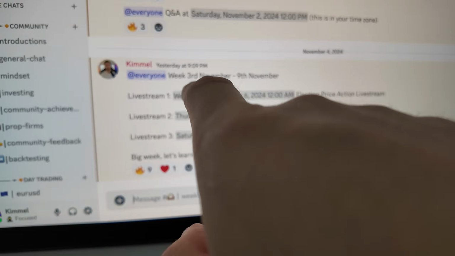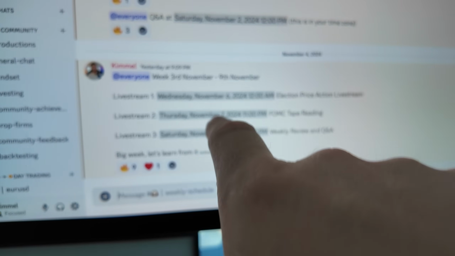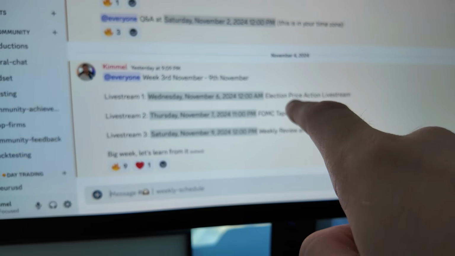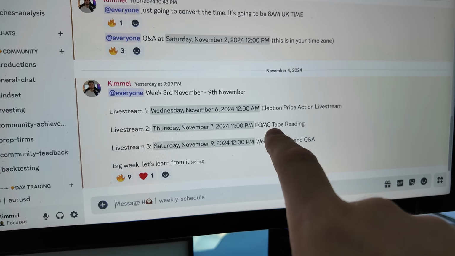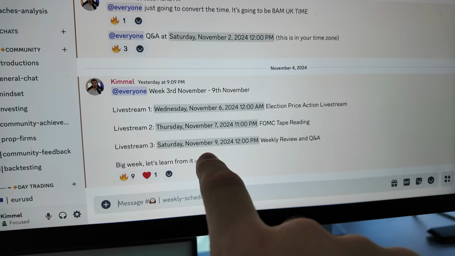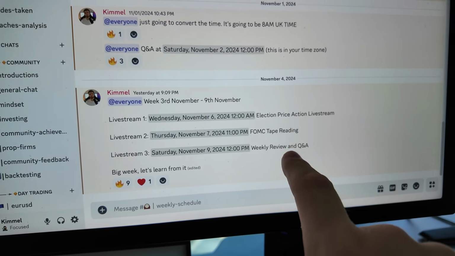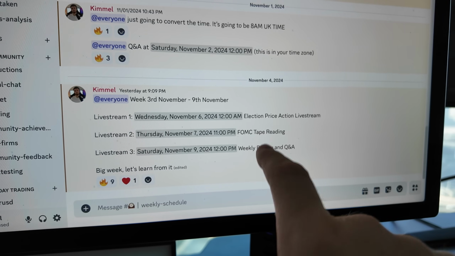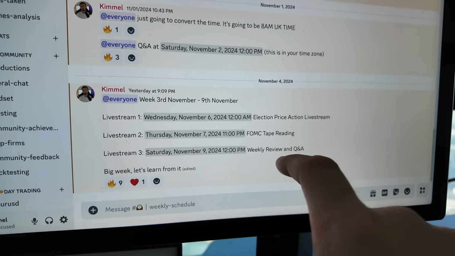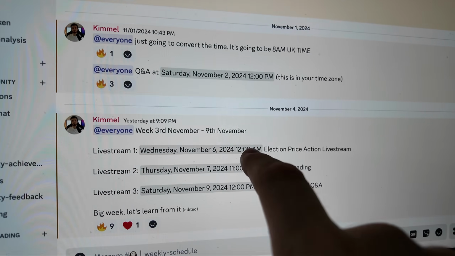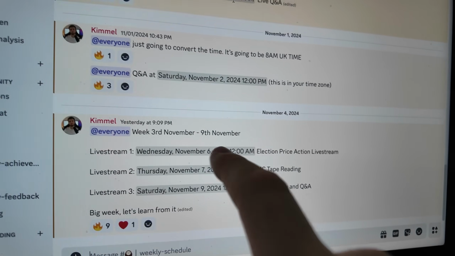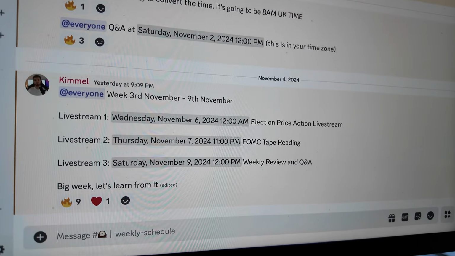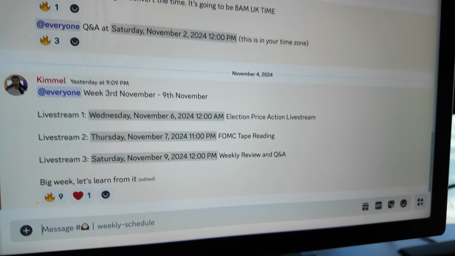So this is the schedule. From 3rd to 9th of November, we have on Wednesday election price action live stream. Then we have on Thursday FOMC tape reading, and then on Saturday we have the weekly review to review the weekly price action on elections and a Q&A. Now the reason why this is Wednesday is because it's at midnight here in Dubai, which means that it is one day prior, which means still 5th of November in the United States of America.